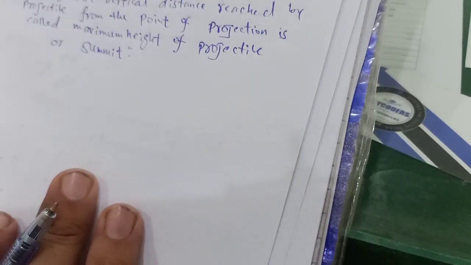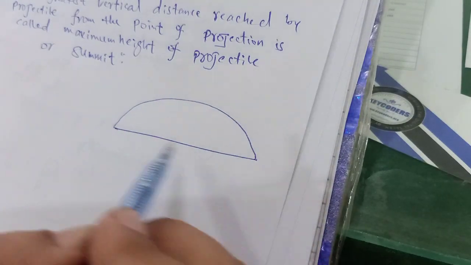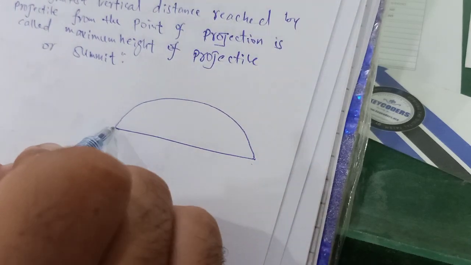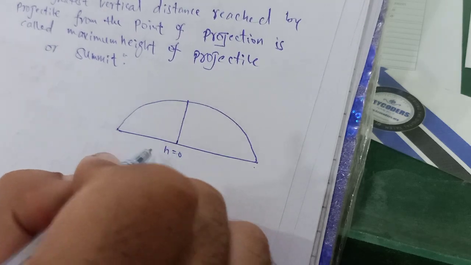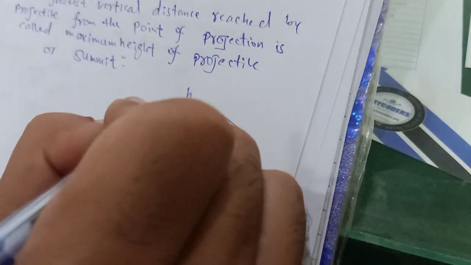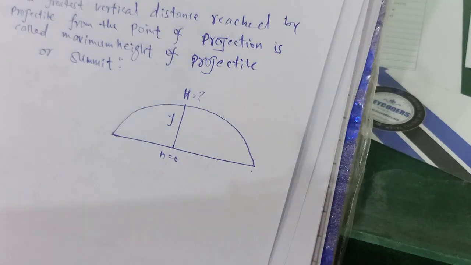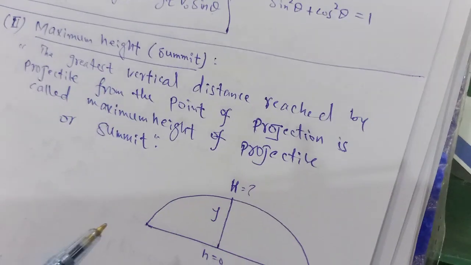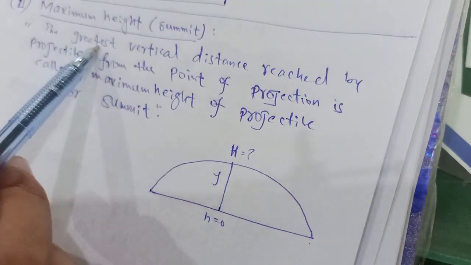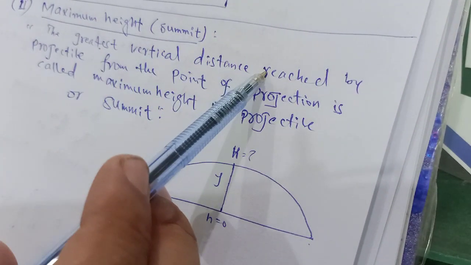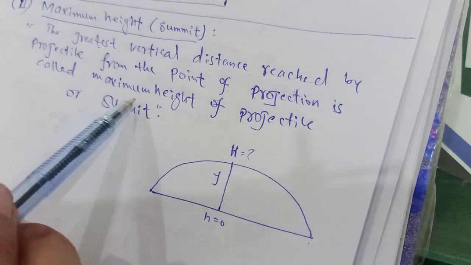Yani projectile point of projection se jab hum ise throw karte hain aur ye jata hai point of landing ki taraf, to ye vertically kitna distance cover karta hai? From height zero, that is from earth surface to a certain height, ye kitna distance vertically cover karta hai y axis mein? This distance covered in y-axis is called the maximum height of projectile or summit. The greatest vertical distance reached or covered by a projectile from the point of projection to the point of landing.